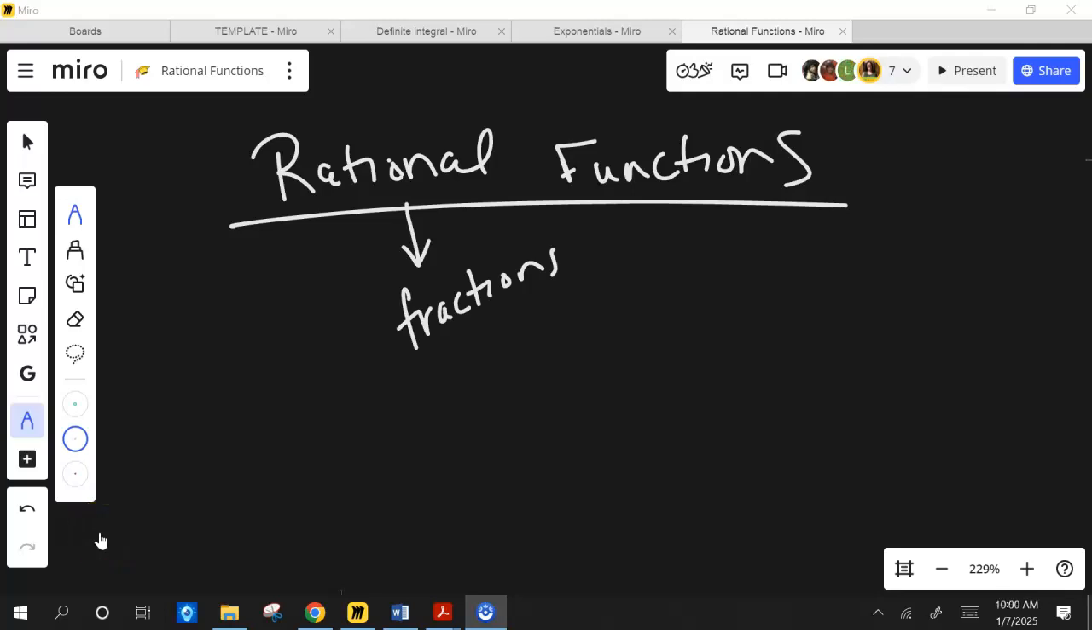All right, fractions. We're talking about polynomials. What's a polynomial? One or more terms, right? If you rewind back to Algebra 2, we did all types of polynomials. We started with linear and quadratic, and we moved into cubics and quartics.